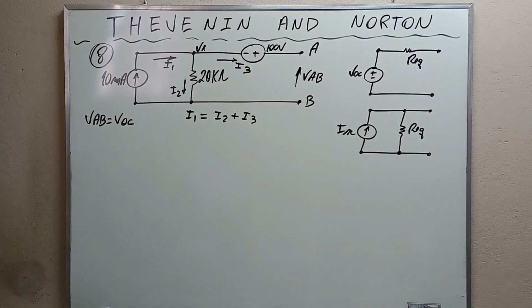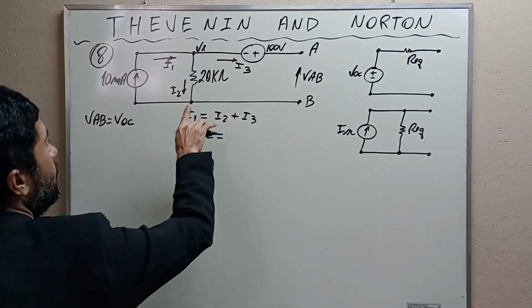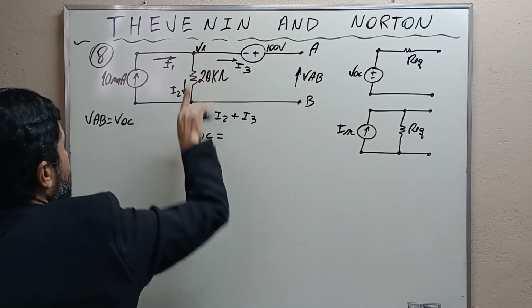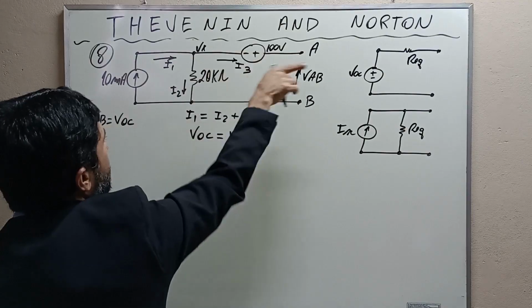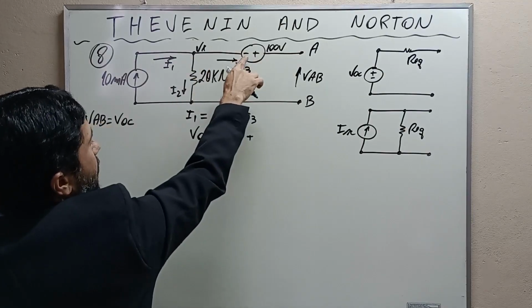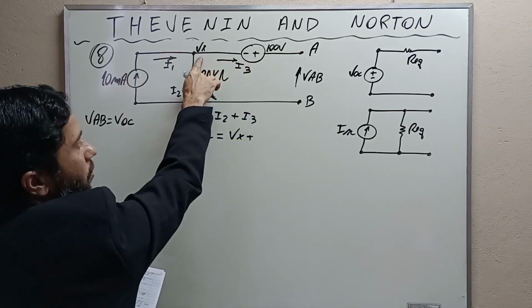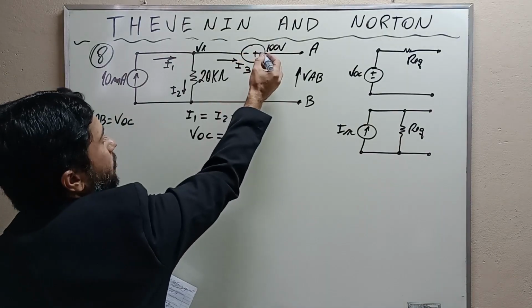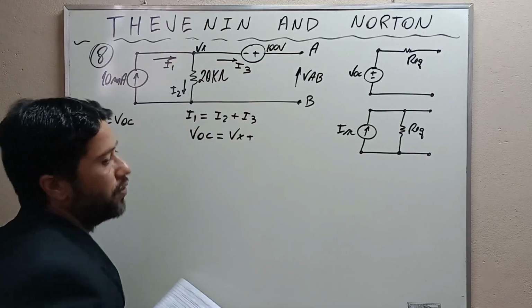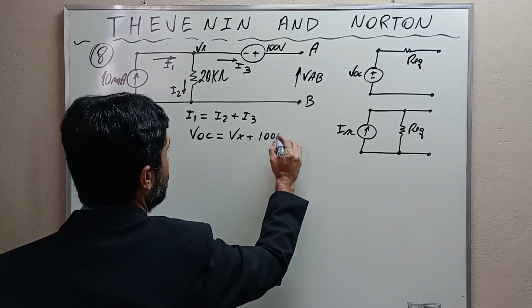Thus, the open circuit voltage VOC will be equal to this voltage here, Vx, plus that voltage there. They are additive, okay? This negative sign here next to this makes them additive. If the positive sign was here and the negative sign here, they would be subtractive. They are additive, plus 100 volts, okay?